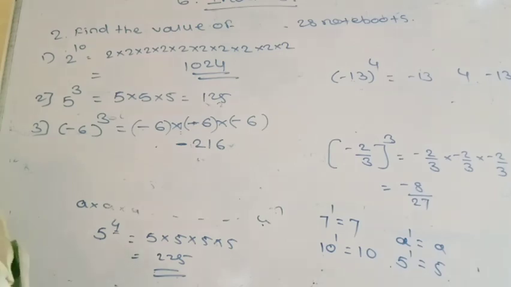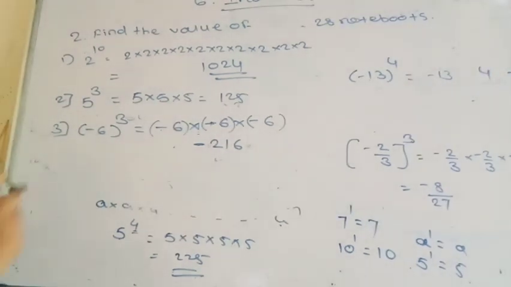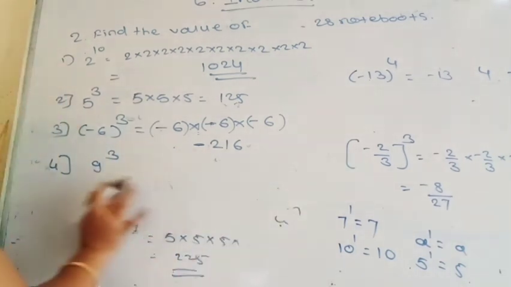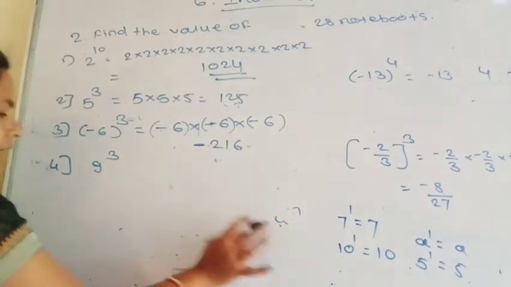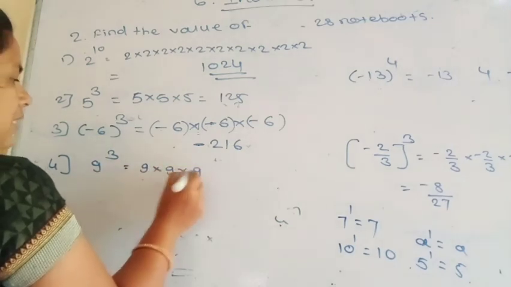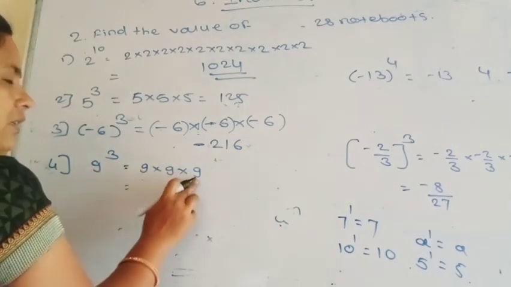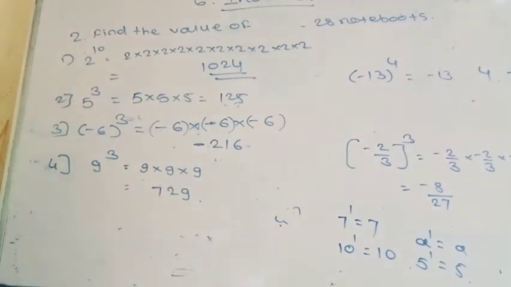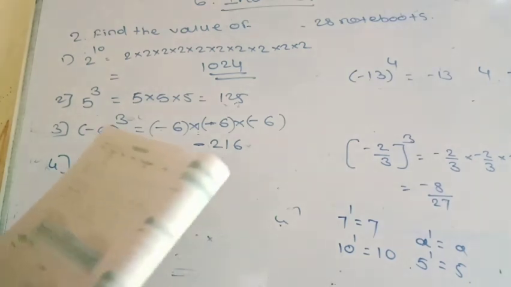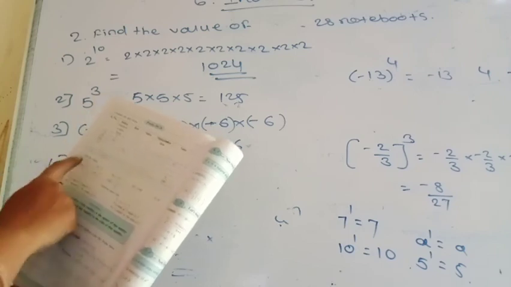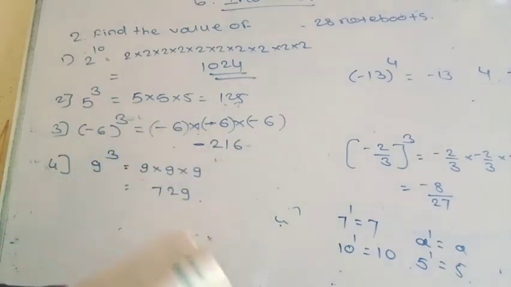Then the fourth one, see, 9 index 3, 9 raised to the power of 3, 9 multiplied 3 times. 9 into 9 into 9. 9 9s are 81, into 9 is 729. In this way, in homework, you complete this practice set 26. First one, complete the table below, and second one, find the value. Okay?